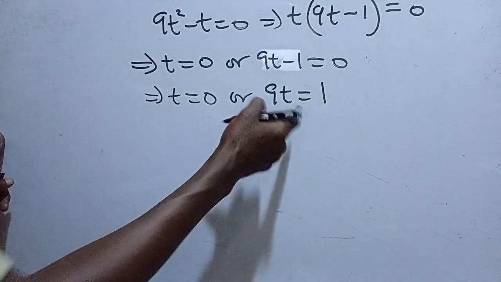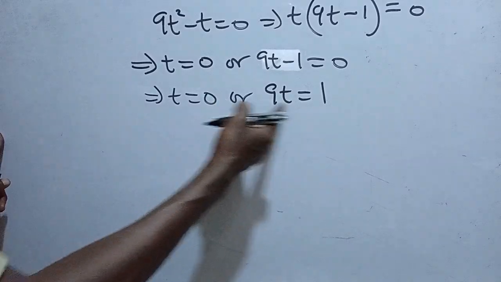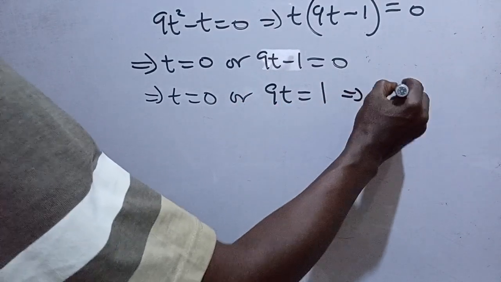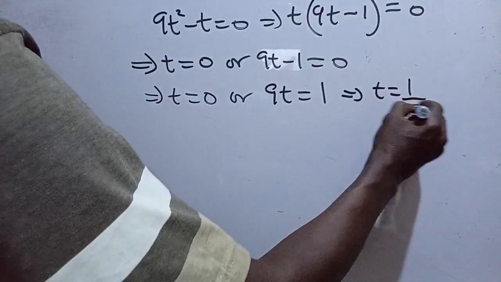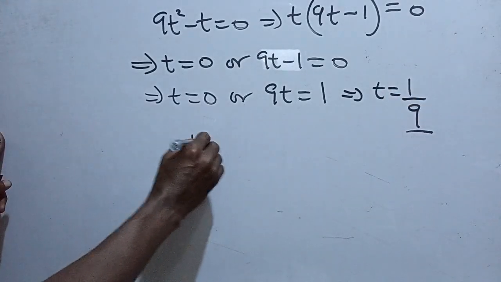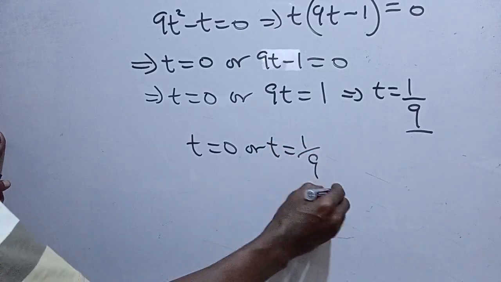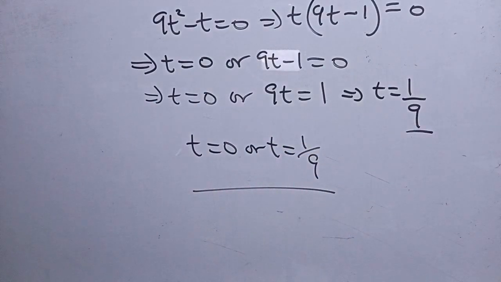To find the value of t now, you just divide both sides by 9. So that will be t is equal to 1 over 9. So in this case, t is equal to 0 or t is equal to 1 over 9. So that's the end of this problem, which is amazing.